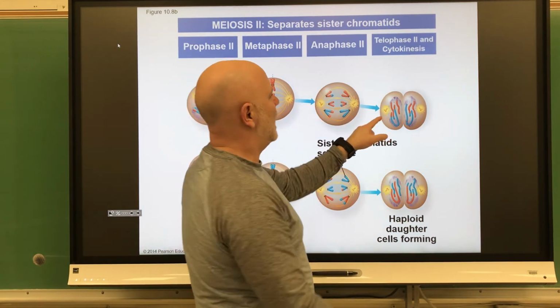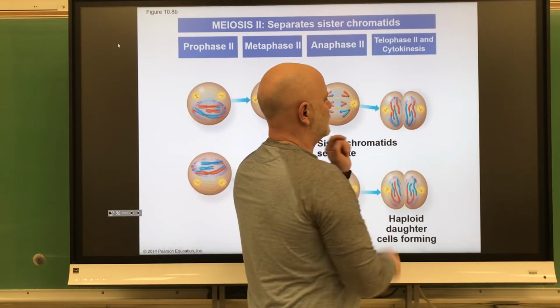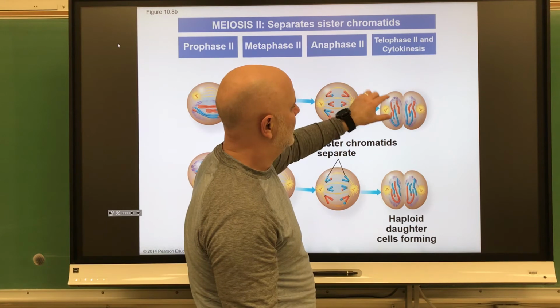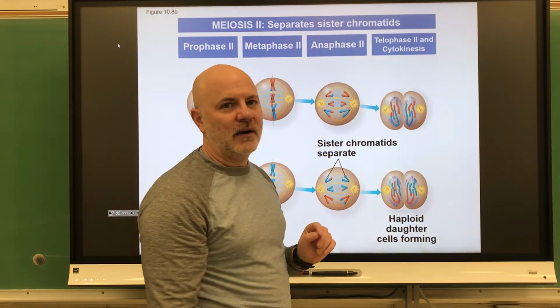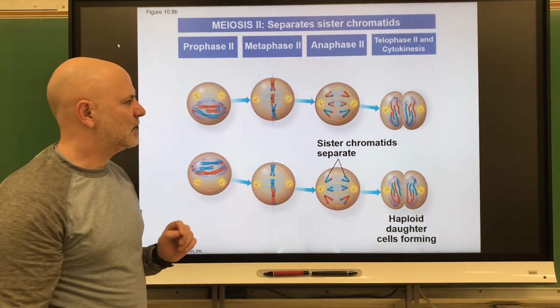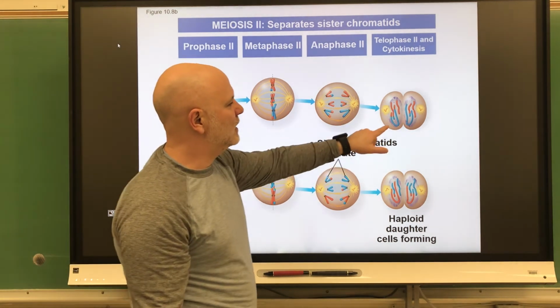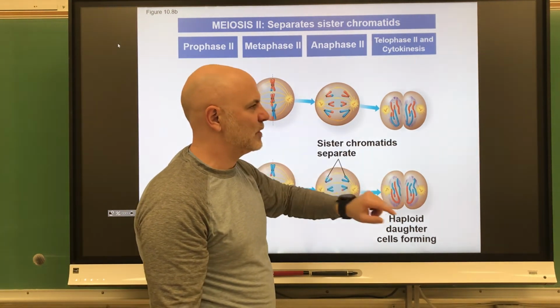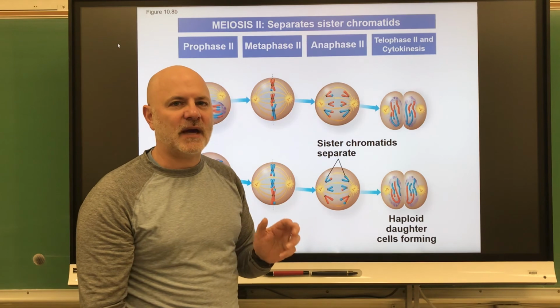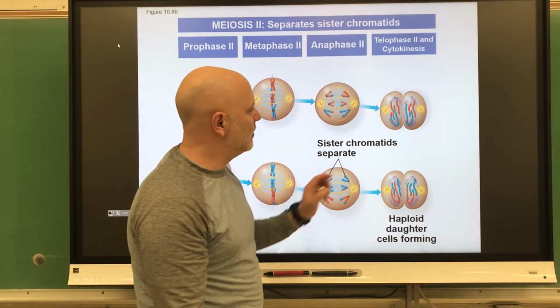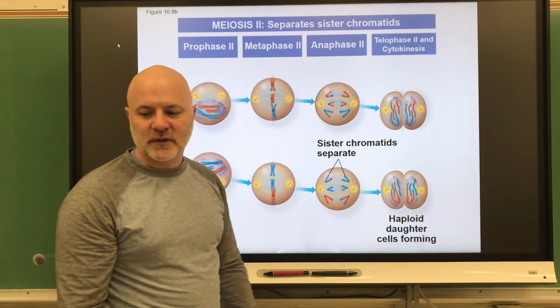So in telophase, once those chromosomes have completed their migration, all the same stuff that I've talked about before in telophase occurs, all right? But what we end up with here is 1, 2, 3, 4 cells, each of which has a haploid number. So for humans, that would be 23 chromosomes in each.